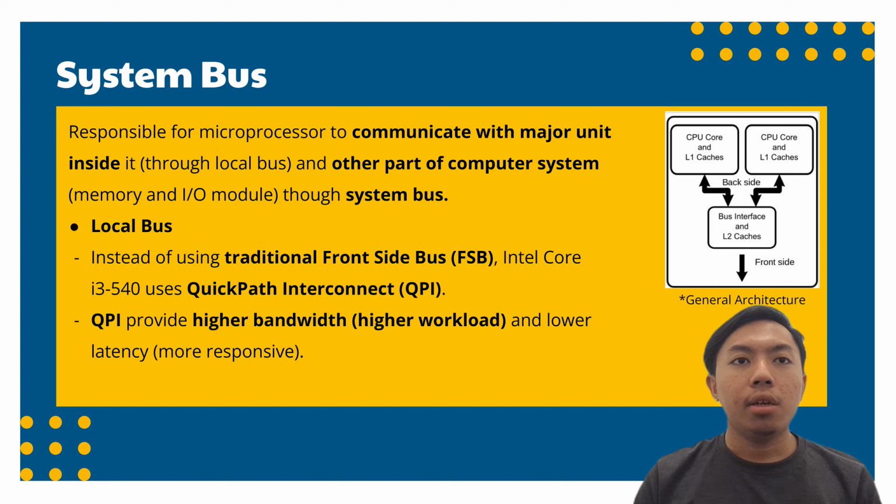For the local bus, traditionally the front side bus is used. However, in this architecture, our processor Intel Core i3 550, we introduce the QuickPath Interconnect, which is known as QPI. This QPI will provide higher bandwidth and higher workload. This QPI is replacing the traditional front side bus.